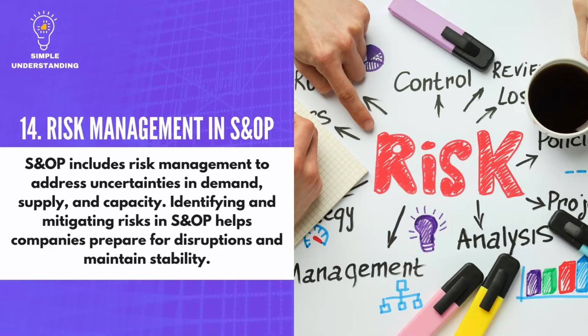14. Risk management in S&OP. Explanation: S&OP includes risk management to address uncertainties in demand, supply, and capacity. Identifying and mitigating risks in S&OP helps companies prepare for disruptions and maintain stability.